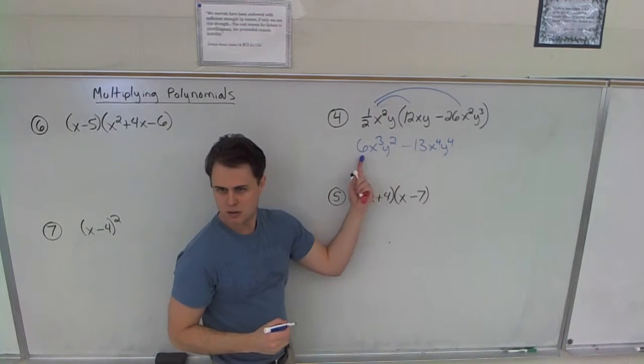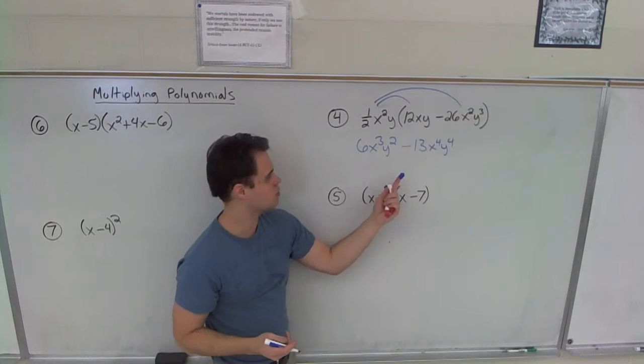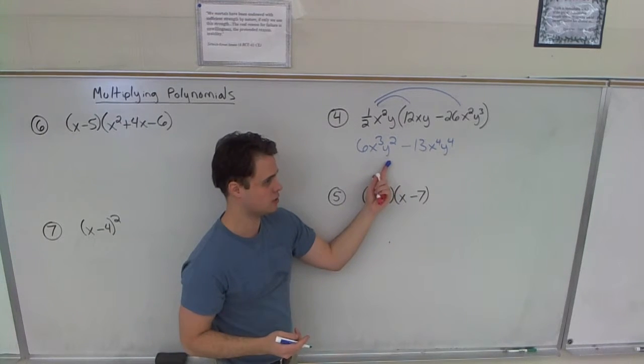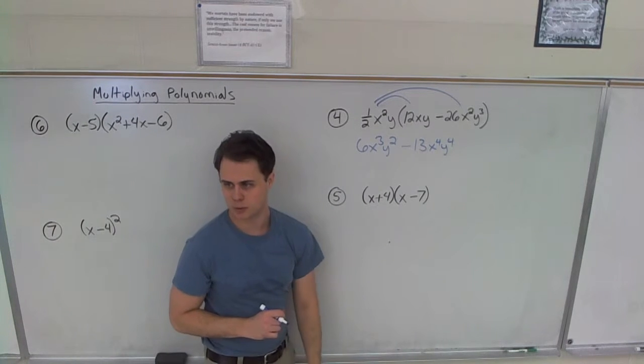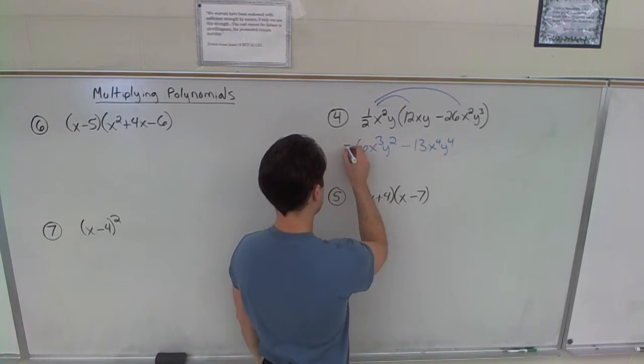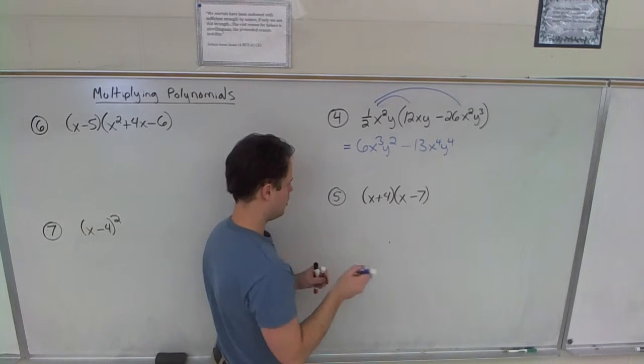Quick check, like terms or not? Not, right? These are x cubed y squared things. These are x to the fourth y to the fourth things, totally different kinds of things. We can't put them together. Okay? So that's that one. Done. All right, number 5.